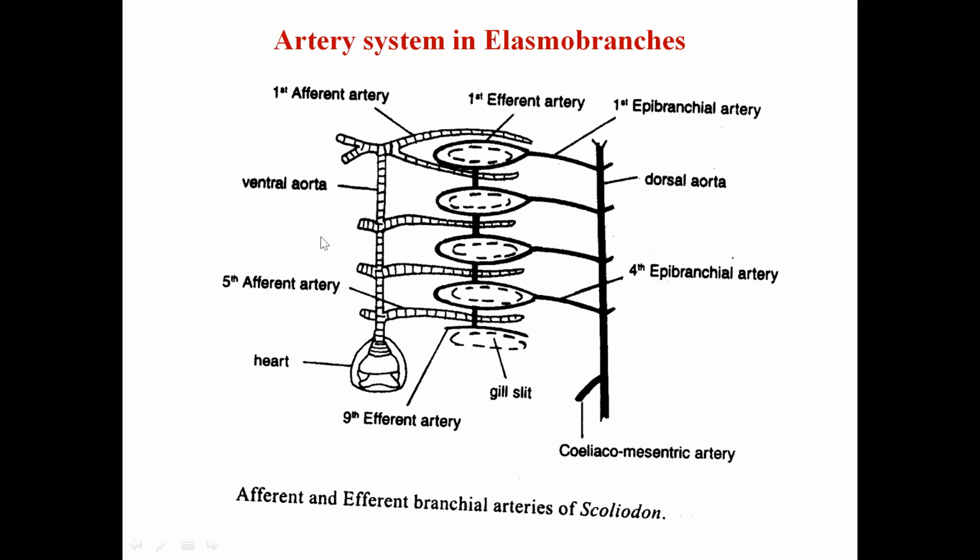So basically, the elasmobranchs have 5 afferent arteries and 9 efferent arteries. This is the first efferent artery, second, third, fourth, fifth, sixth, seventh, eighth, and ninth. The first and second arteries form a loop-like structure. Then third and fourth form one single loop. Then fifth and sixth form one loop. Then seventh and eighth also form a loop, and the ninth one is a singular artery. So the elasmobranchs have 5 afferent arteries and 9 efferent arteries.